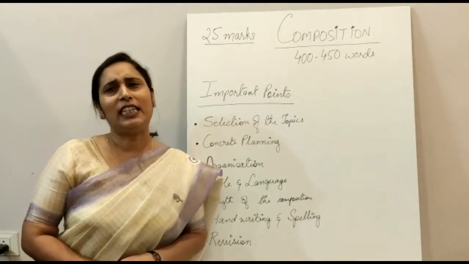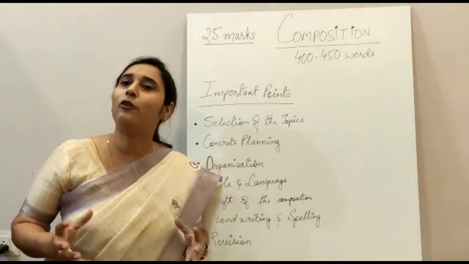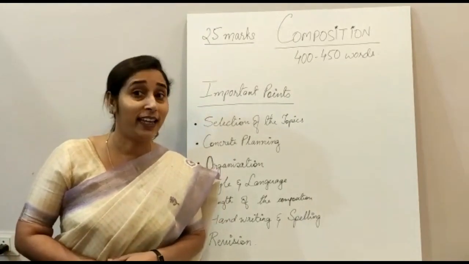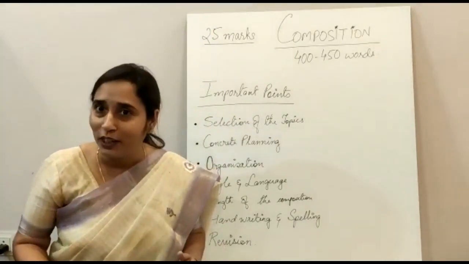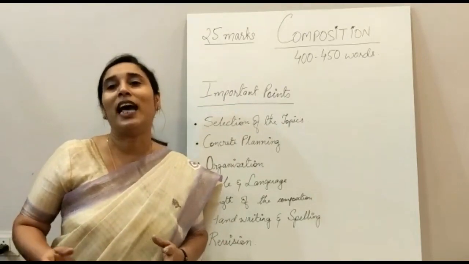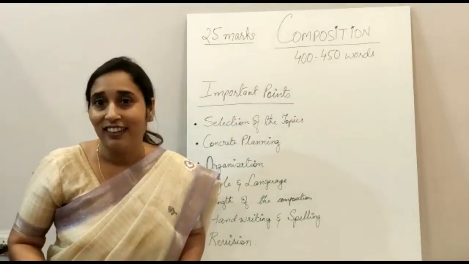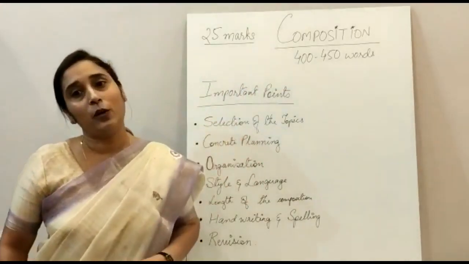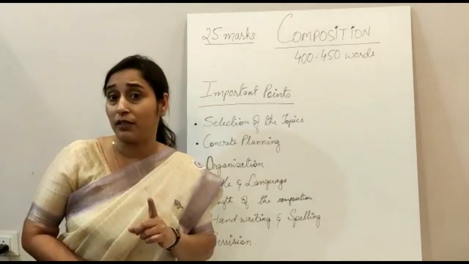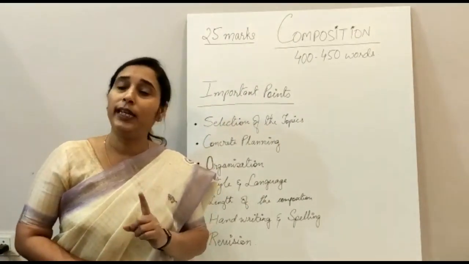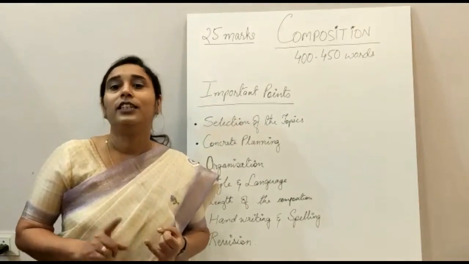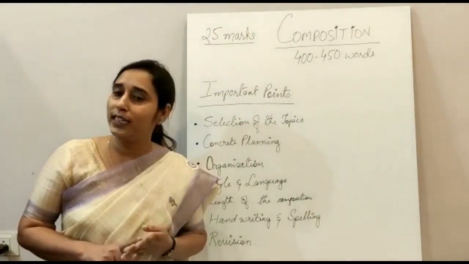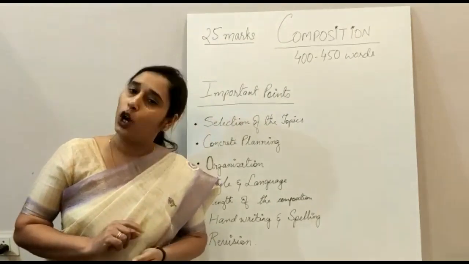Now, composition is nothing new for you. You have been writing composition since you were in class 4 or 5. The only thing is, as you have grown up, the word limit of your composition has also increased. Your composition will be of 400 to 450 words from a choice of 6 topics. Your choice will normally include narrative, descriptive, reflective, expository, argumentative and story writing types of composition.